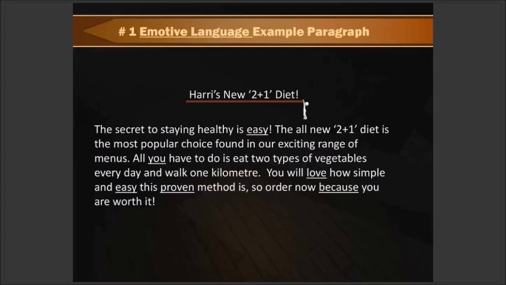I want you to tell me now, after you've heard this next one, if including these emotive words aids it. And by aids, I mean whether or not it assists it, whether or not it enhances the written work. The secret to staying healthy is easy. The all-new 2+1 diet is the most popular choice found in our exciting range of menus. All you have to do is eat 2 types of vegetables every day and walk 1 kilometre. You will love how simple and easy this proven method is. So order now because you are worth it.